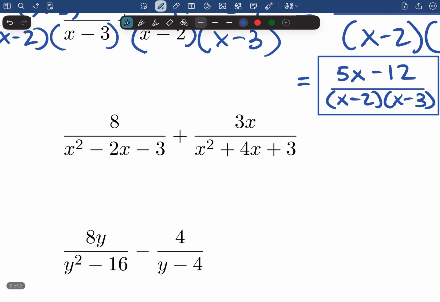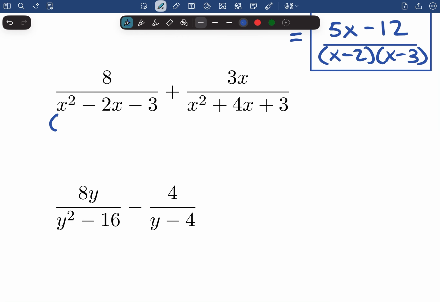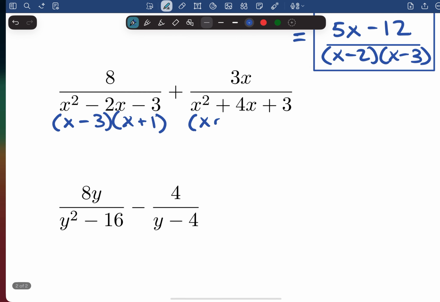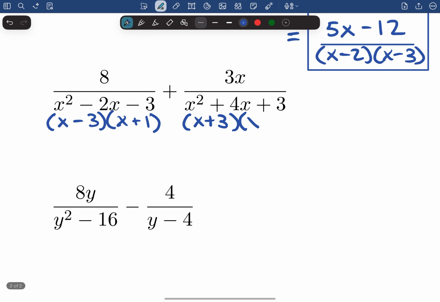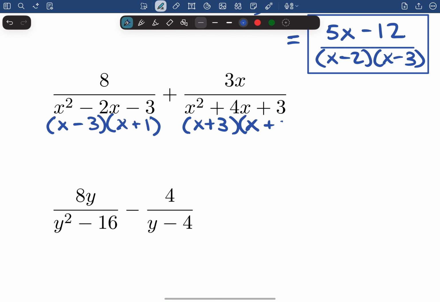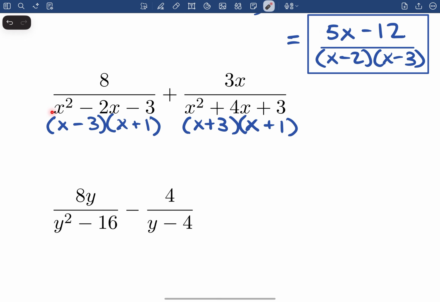So going in here, I look at this and I say, well, this is x minus 3 times x plus 1. So you're getting out those factoring skills. This one, it's x plus 3 times x plus 1. Great. So whenever you see a denominator that could be factored, factor it immediately.